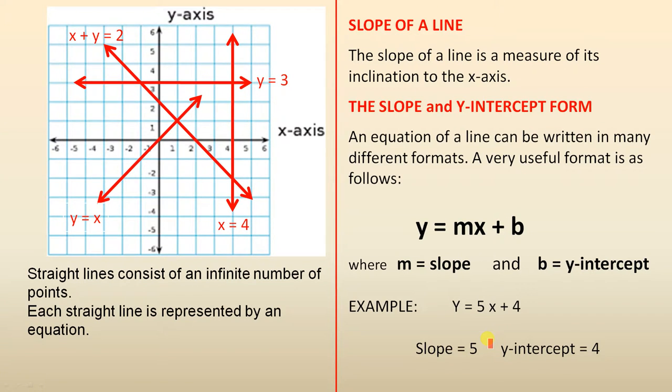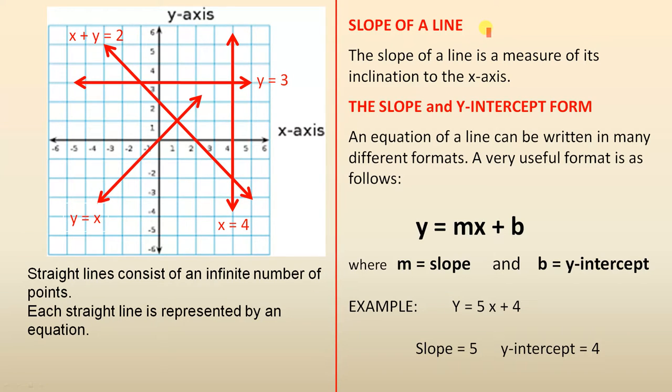Straight lines consist of an infinite number of points. Each straight line is represented by an equation. So here, this straight line has an equation y equals 3. That one there has an equation x equals 4. This one has an equation y equals x. And this one has an equation x plus y equals 2.